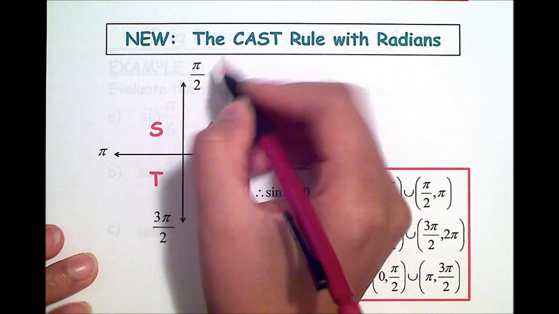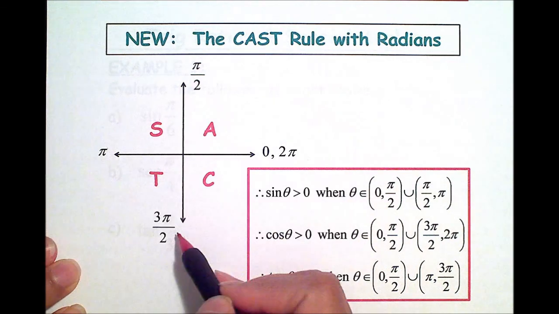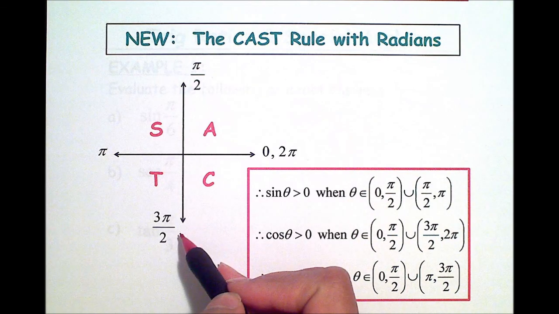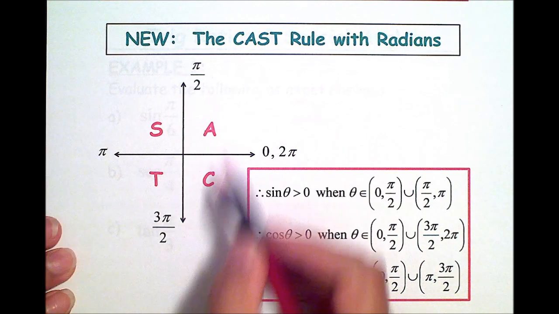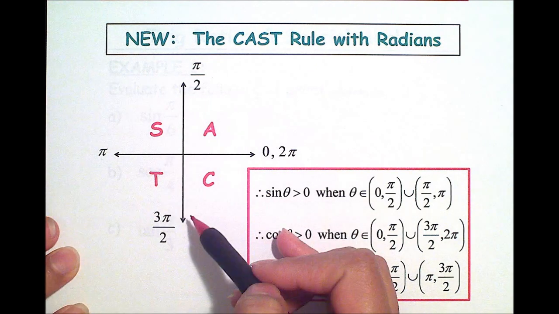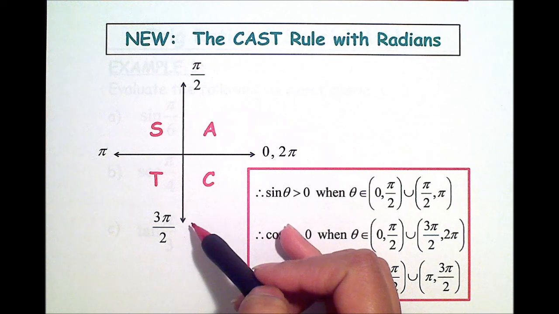And then 3 pi over 2 is equivalent to 3/4 of a rotation, which would be 270 degrees. Okay. And so the way you look at the CAST rule is exactly the same, except now instead of degrees, you're looking at radians. Okay.